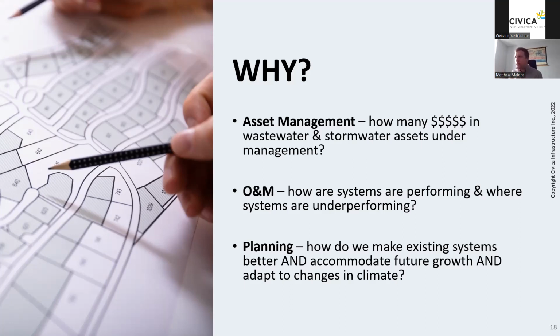From an operations and maintenance standpoint, how are these systems performing? How much flow is going through a particular pipe? Is that what you expect? Where are they underperforming? There are certain activities and insights you can get from flow monitoring, like where are blockages, where is I&I getting in? Are there things that we can do upstream of those systems, from an operations and maintenance standpoint, on a regular basis to get some of that water out of the system or reduce blockages and things like that?